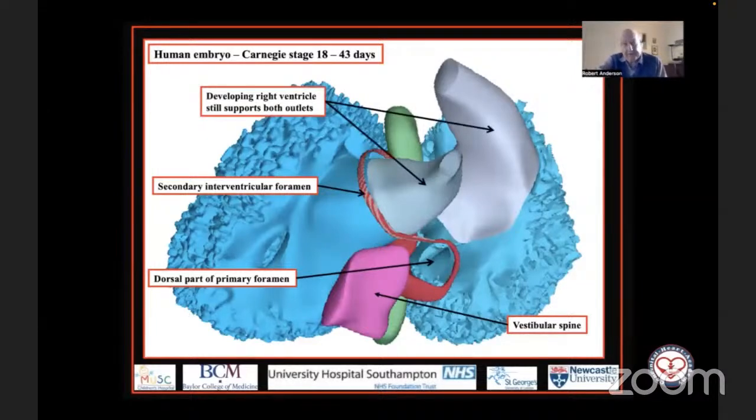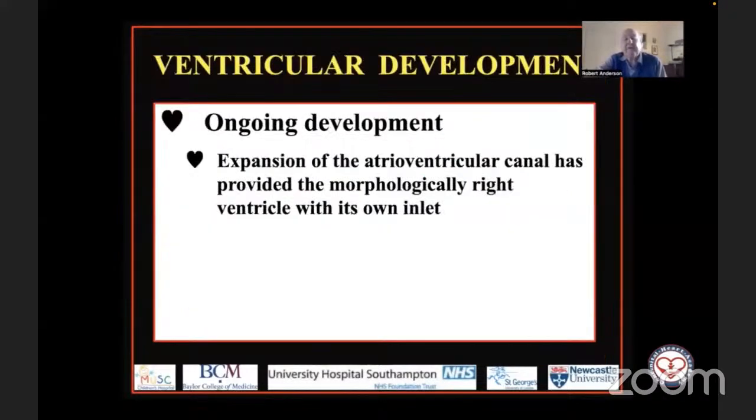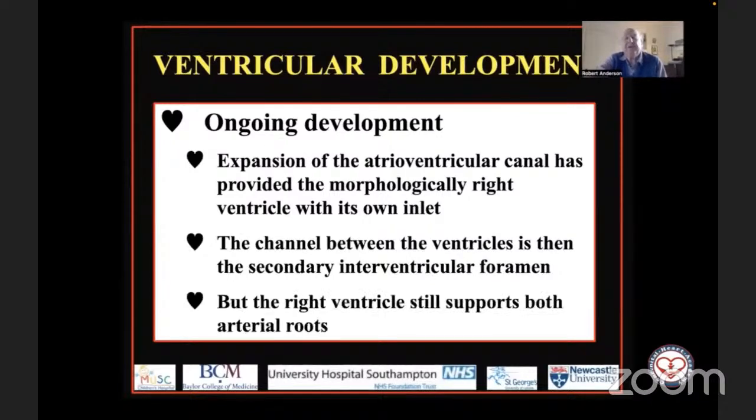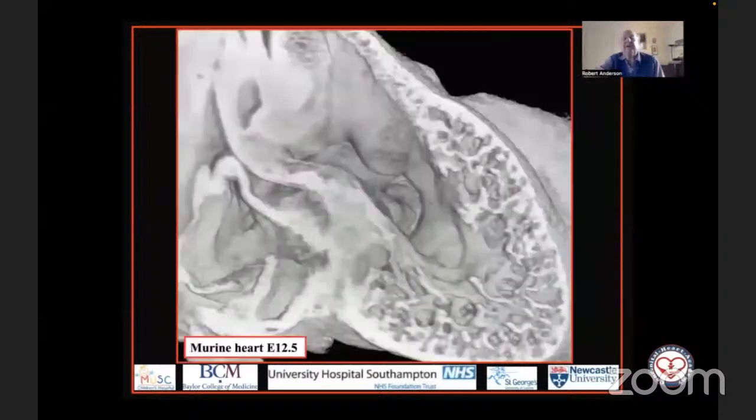So now we have to consider, how does the left ventricle obtain its outlet? We've seen that it was expansion of the atrioventricular canal that gave the right ventricle its inlet. I hope you now appreciate that what was initially the primary foramen is now the secondary foramen, and it is providing the left ventricle with its outlet. And that is because the aortic root at this stage is still supported above the developing right ventricle. So let's look at that.